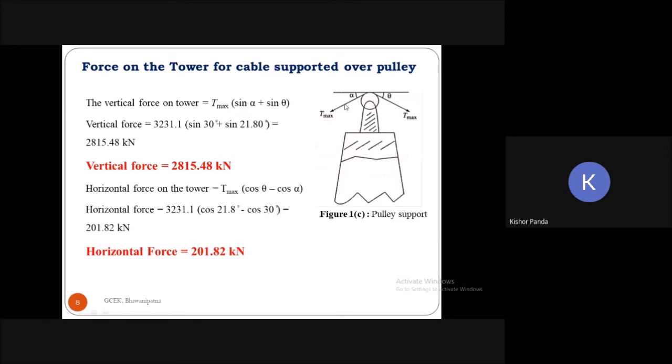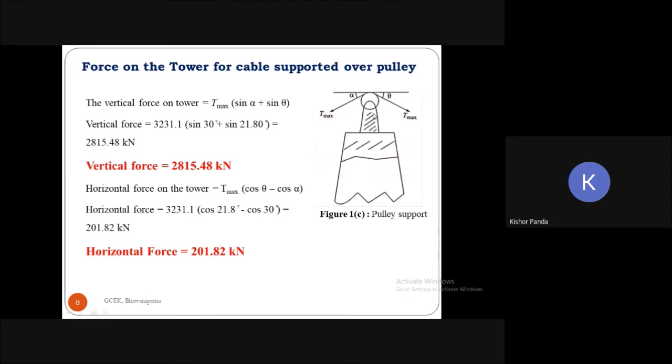So what is the component of this one in the vertical direction? T max sin alpha. And what is the component of this one in the vertical direction? T max sin theta. Because the cable is resting over a pulley, the anchor cable tension and the cable tension are both equal. T max, and this is also T max. So I take the component of these two tensions along the vertical direction.